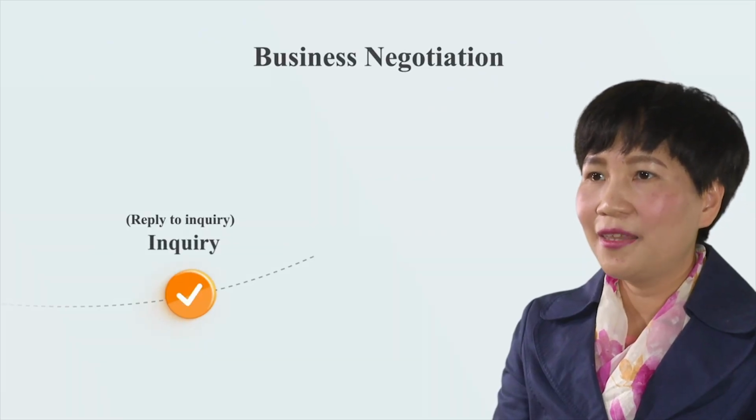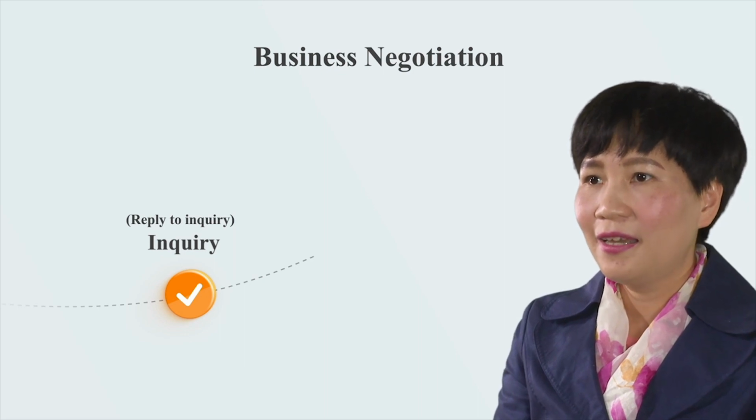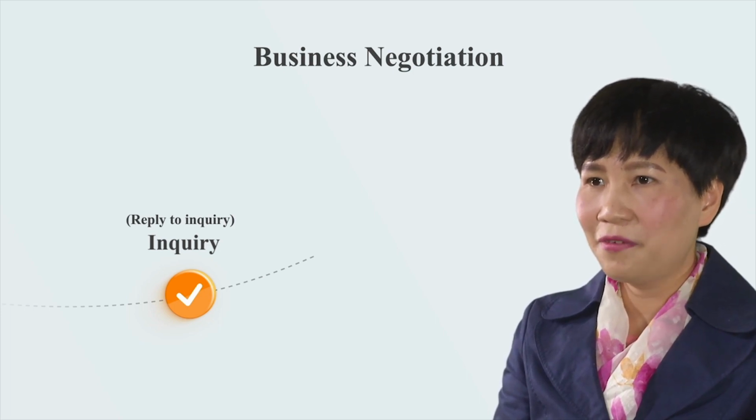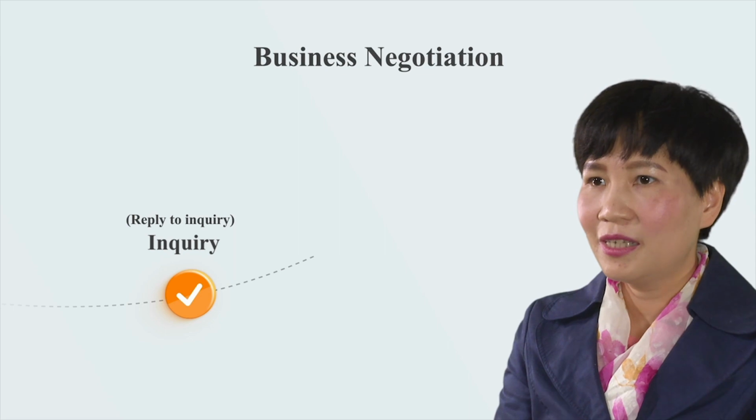The second stage is business negotiation. First, inquiry and reply to inquiry. Business negotiation starts with inquiry, which is a request for business information such as price list, catalog, samples, and details about the goods. Normally, it is the buyer who inquires about the information of products or services of the seller, and the seller who provides the information.